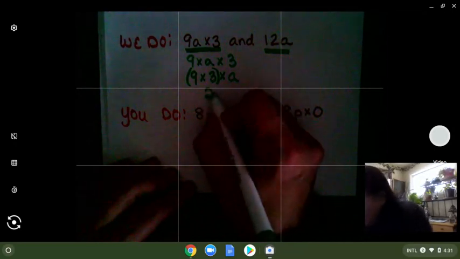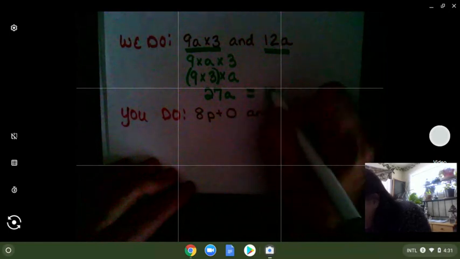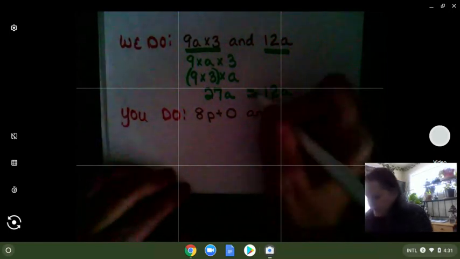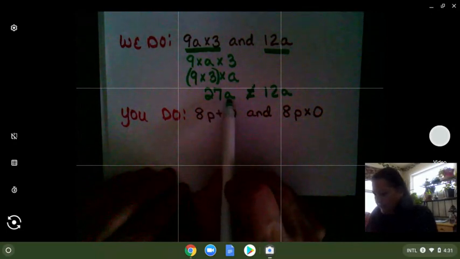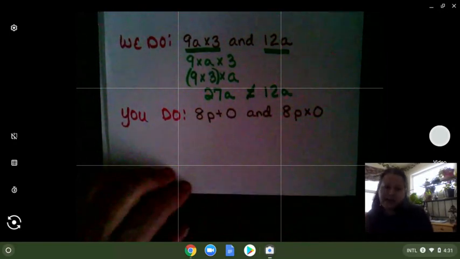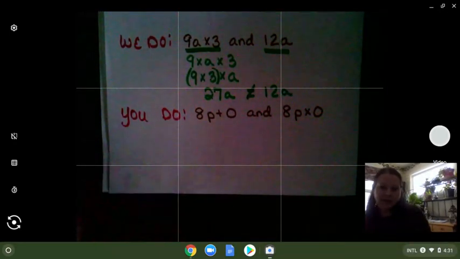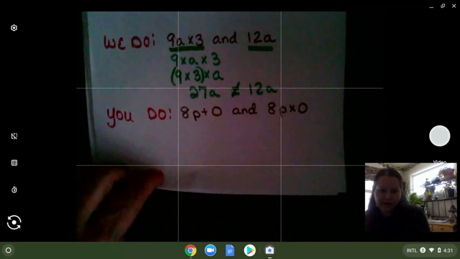So I have 27a. Is that equal to 12a? And my answer is it is not equal. If I put a 1 in here, 27 times 1 is 27. And if I put a 1 here, 12 times 1 is 12. So these are not equal expressions. So I combined the like terms, and then I tried it out, and I realized it is not equal. Okay, you guys can try this one. Pause your video and try it.